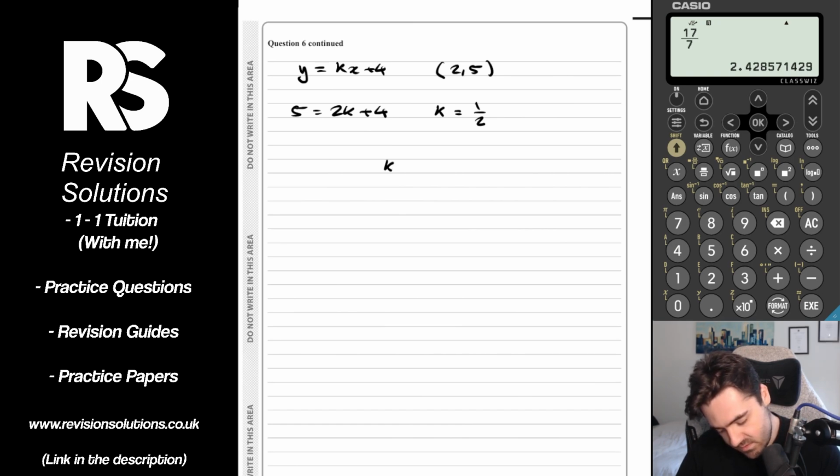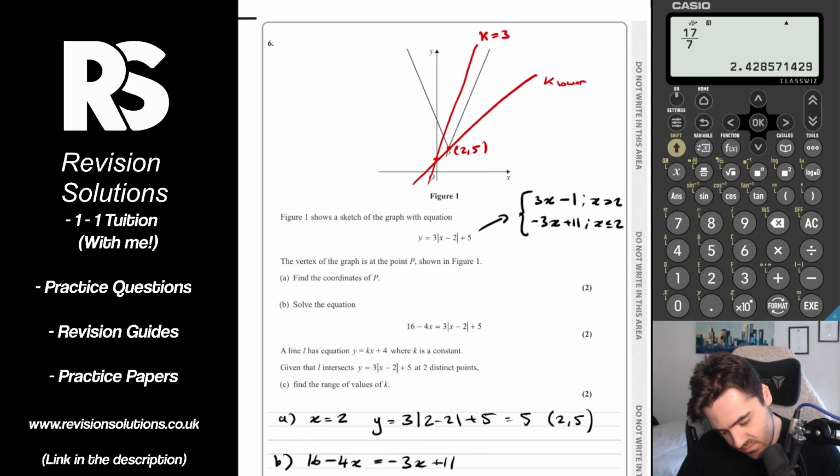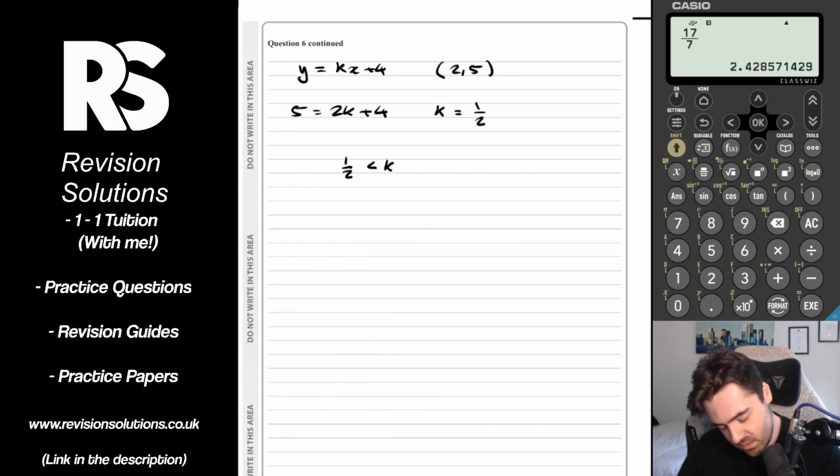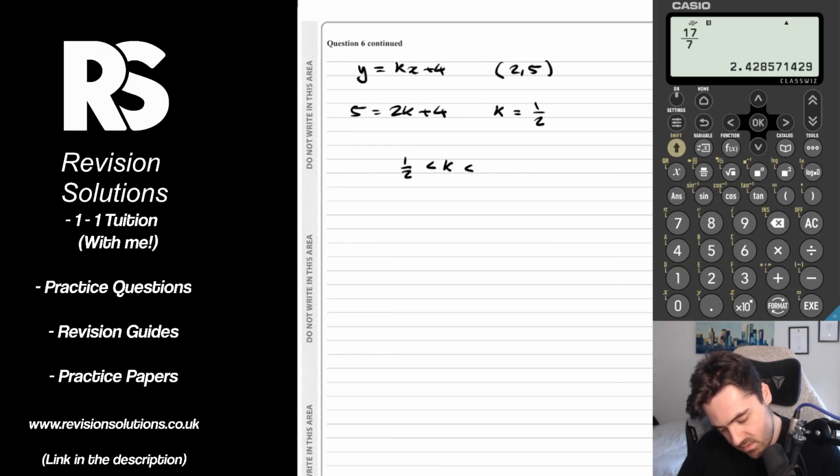So that means k is going to be strictly greater than a half, because it needs to be a little bit steeper than k equals a half to intersect twice. But it can't go past k equals 3, because then it would run parallel and not intersect this section at all. So k must be strictly greater than a half and strictly less than 3.